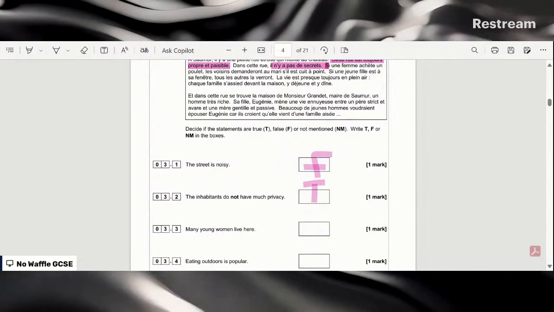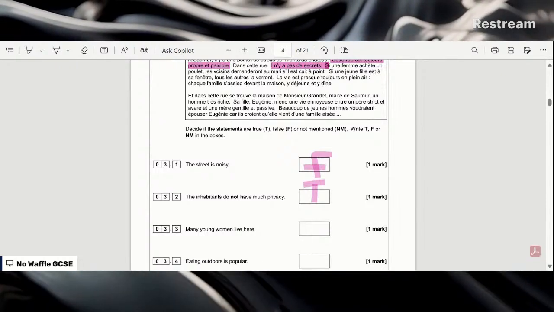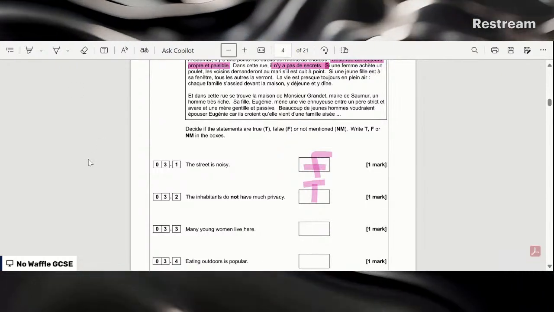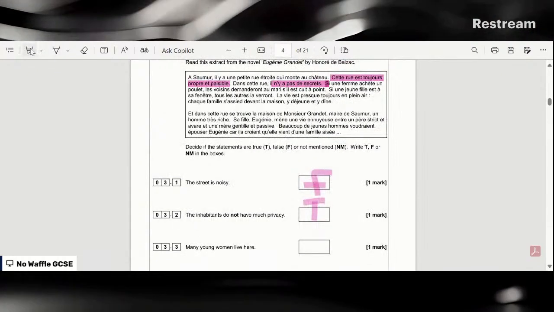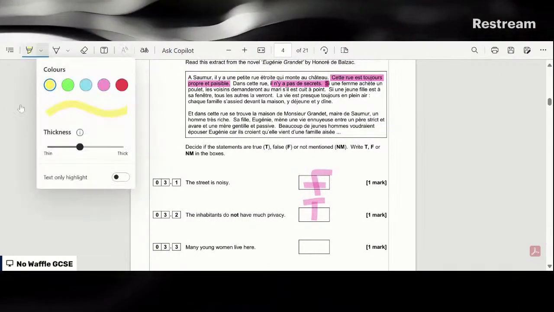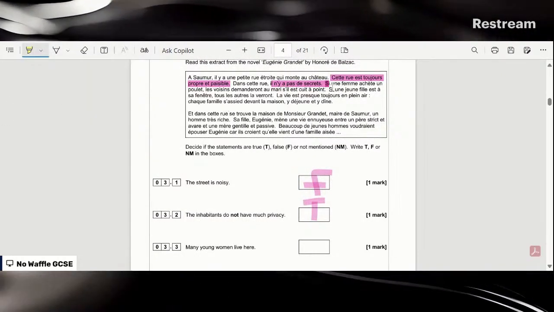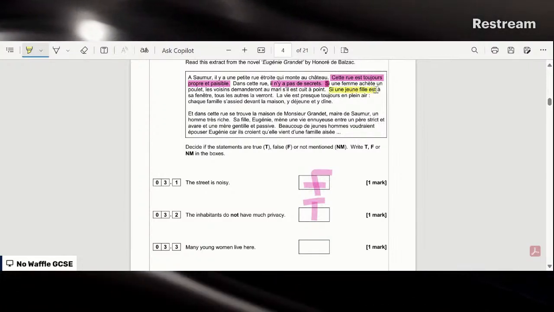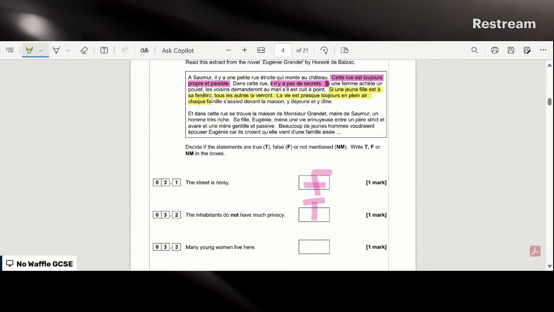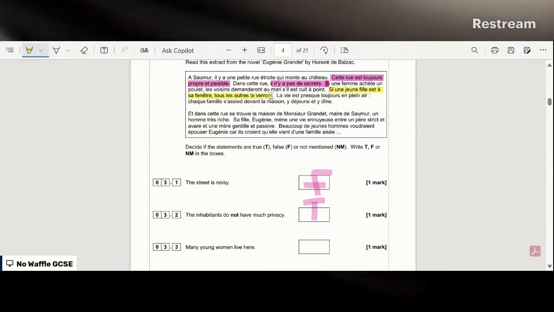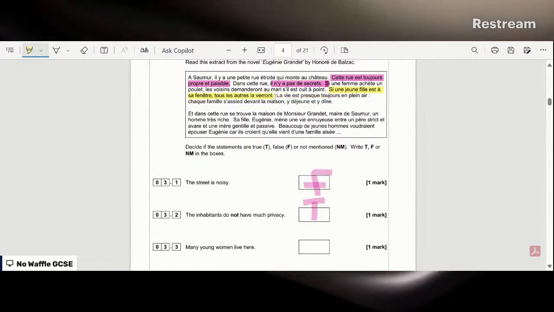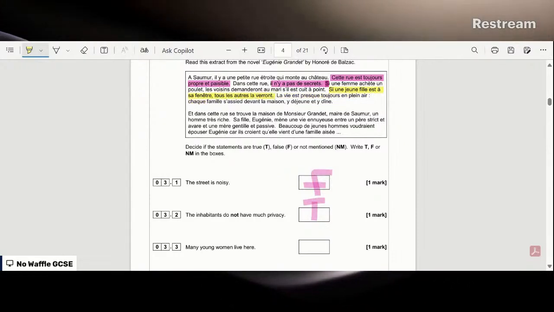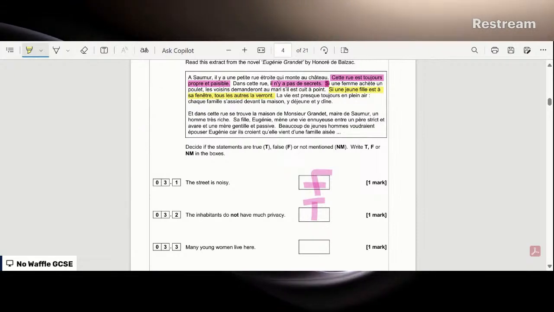Okay, many young women live here. Let's see if that's true. So women are femmes. So let's see if we see any discussion of that. Si une jeune fille, so if a young woman, est à sa fenêtre, tous les autres la verront. So it's quite a difficult sentence there.